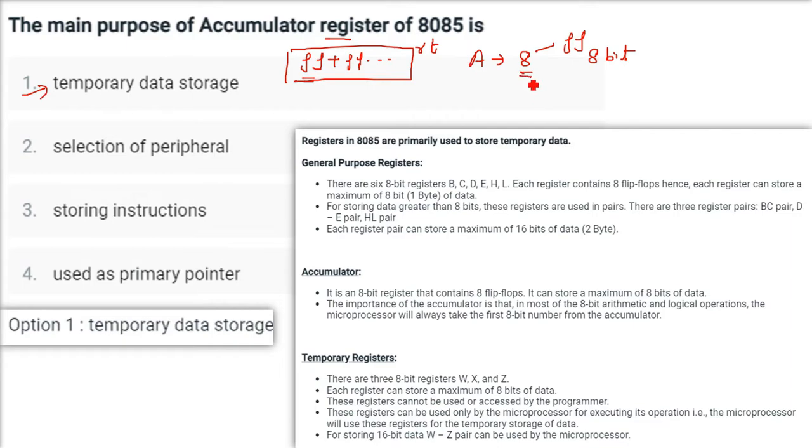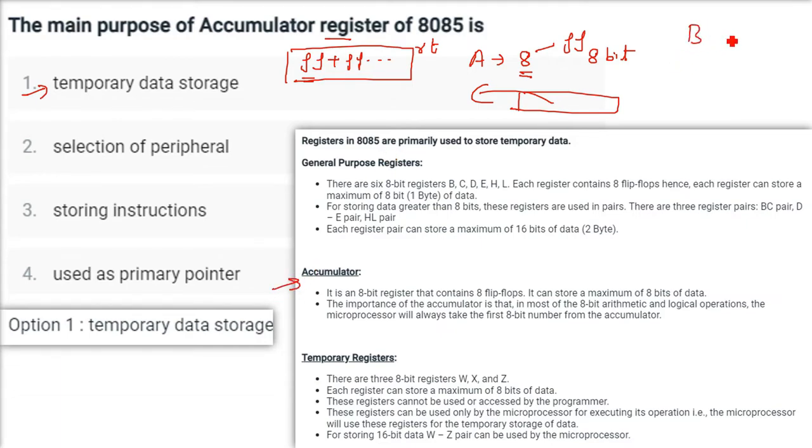So the importance of this accumulator is that in most of the 8-bit arithmetic and logical operations, whichever operation is happening, the microprocessor will always take the first 8-bit number from the accumulator. Okay. So in 8085 we have an accumulator.